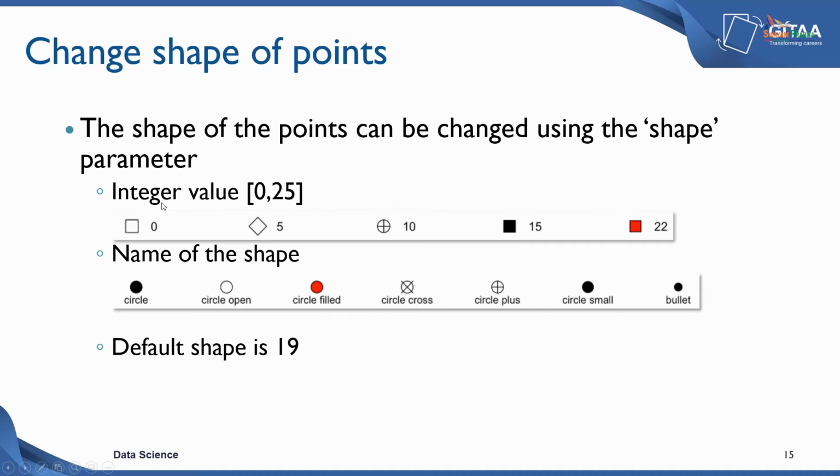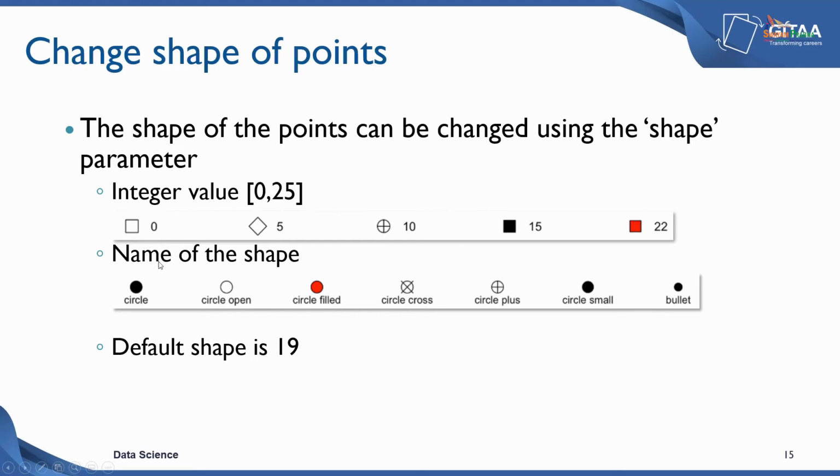One is an integer value, and the range for this value is 0 to 25. What you see here are just different numbers. 0 corresponds to a square, 5 corresponds to a diamond, 10 corresponds to a circle with a plus inside, 15 corresponds to just a solid square without a border, and 22 corresponds to a solid square with a black outline and a fill inside. These are the range of shapes that you have between 0 to 25, and you can check the website to know more about these shapes. There is a documentation given for this function.